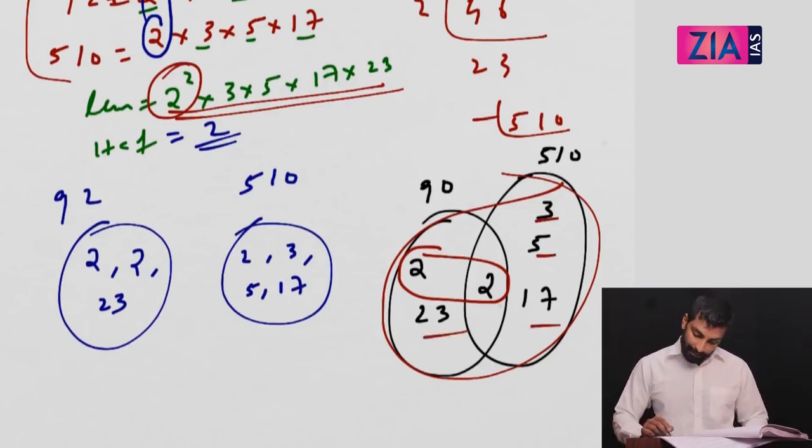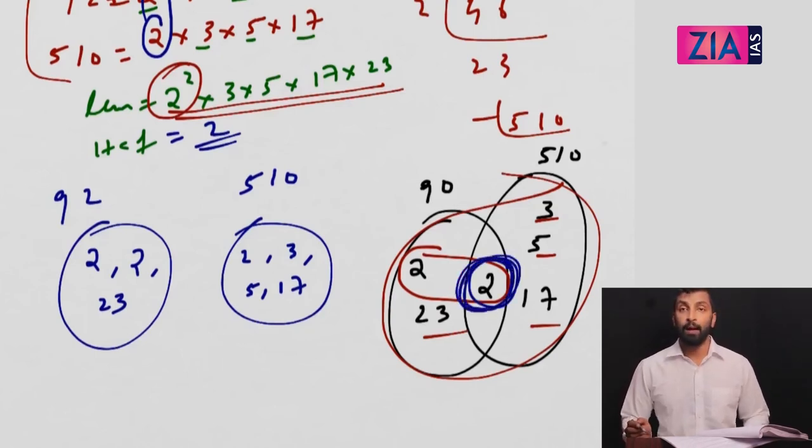What is your HCF? HCF is what is coming common. This 2 is your HCF. I hope this representation and this understanding is clear for all of you. This is how you can visualize or understand LCM and HCF in a Venn diagram.